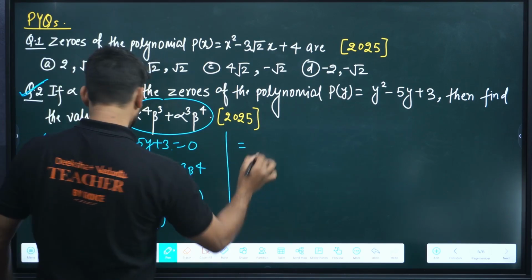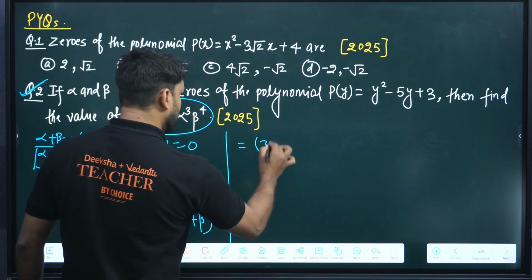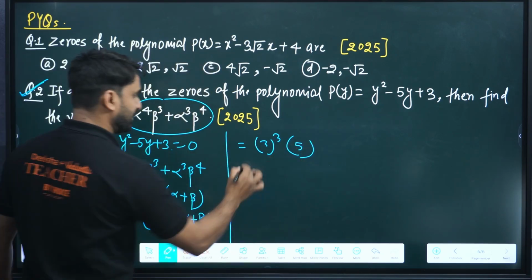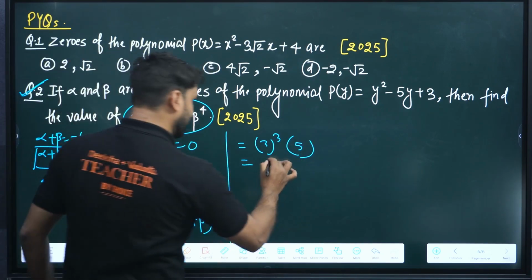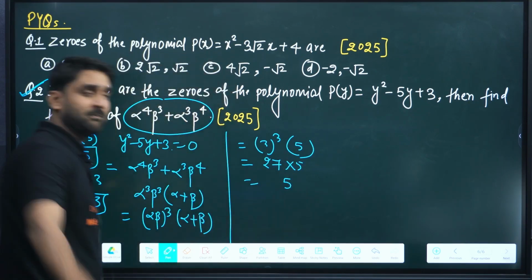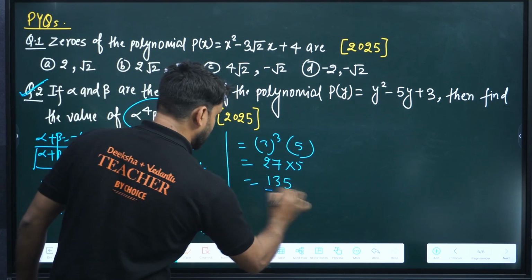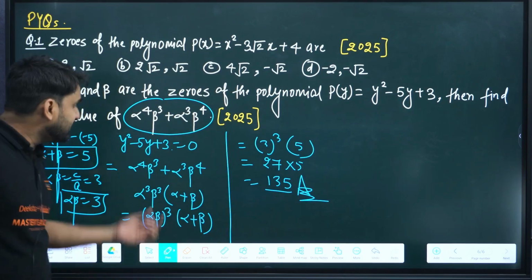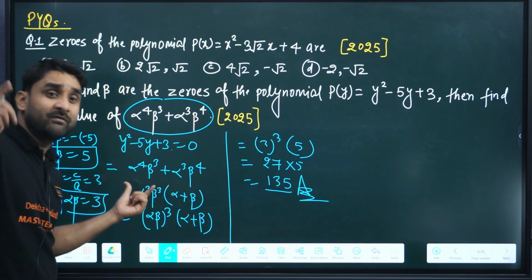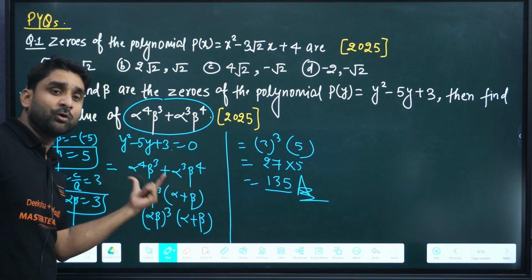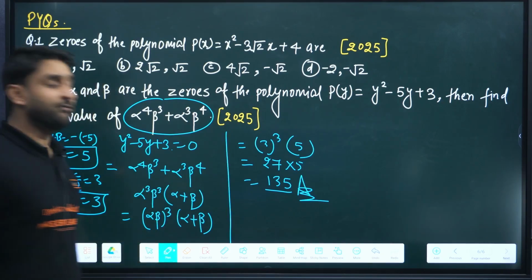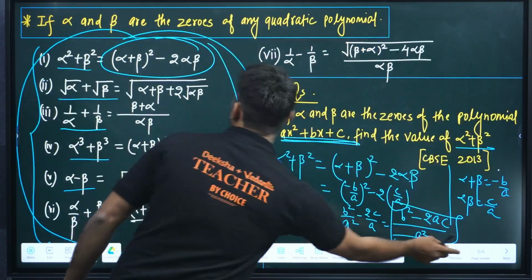So the answer will be alpha into beta, which is 3, so 3 cube into alpha plus beta, which is 5. So 3 cube will be 3 into 3 into 3, I think 27, into 5. So 7 5s are 35, carry 3, 5 2s are 10, and 135 is the answer. So whenever such a question comes up in the form of roots, alpha and beta are the roots, always try to modify the whole format in the form of alpha into beta, meaning product of roots, and sum of roots. That's why I have given you this very important formula.